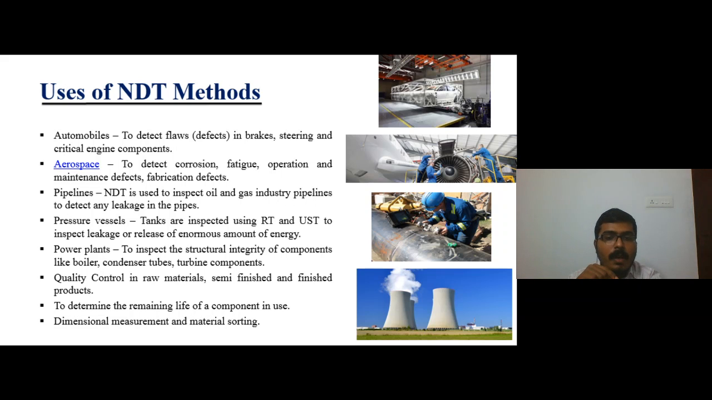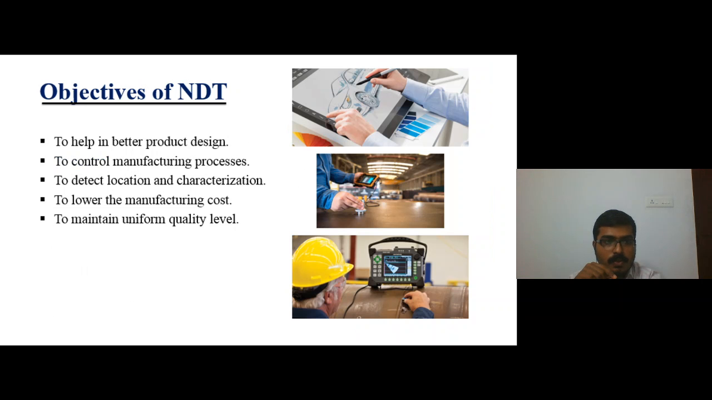So these are the basic applications of non-destructive testing, where non-destructive testing methods are basically used. The main objectives of non-destructive testing, as I have already explained, are to help in better product design, to control manufacturing processes, to detect location and characterization, and to lower the manufacturing cost, because when we produce a material, if we destroy it, we have to produce it again, and then manufacturing cost increases, and to maintain a uniform quality level. So all these are the major objectives of non-destructive testing.